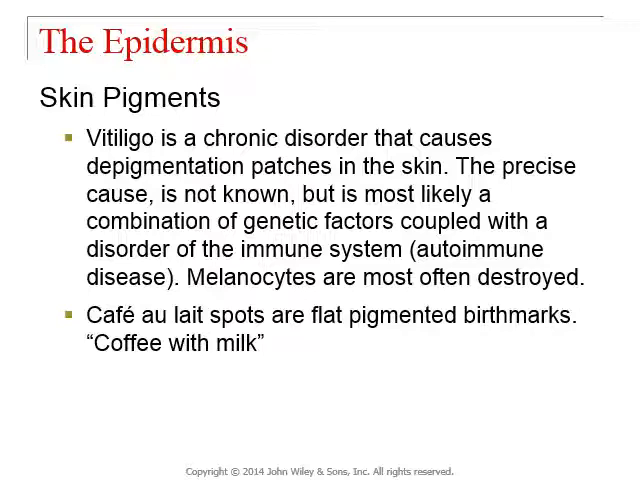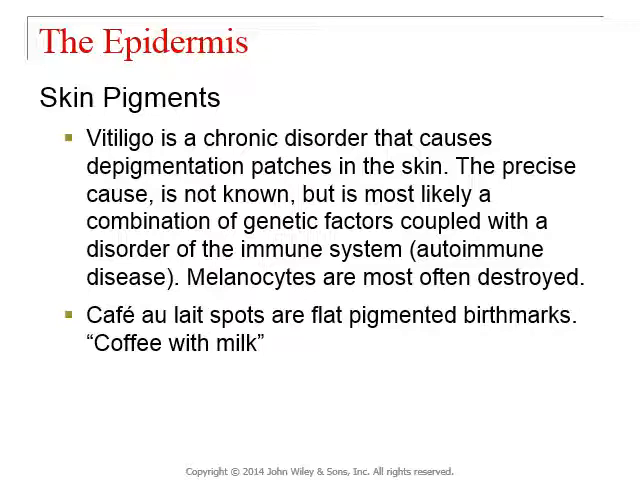This is a chronic disorder which causes depigmentation of only certain patches in the skin. It's not entirely known exactly why this occurs, but currently the research shows it could be a combination of genetic factors as well as some type of autoimmune disorder. Very simply, the melanocytes are destroyed or just don't produce enough melanin. But again, the main difference between this and albinism is that albinism affects the entire body, whereas vitiligo will only be certain patches of the skin.